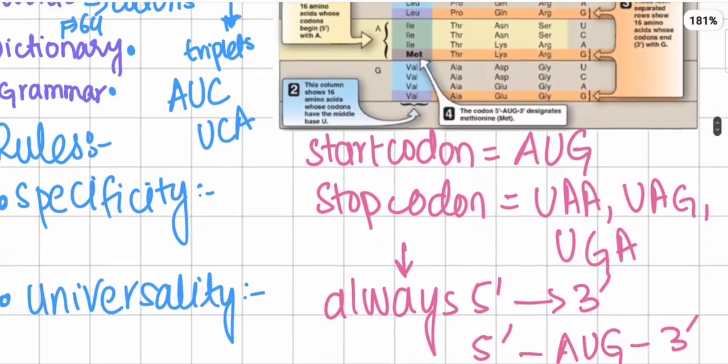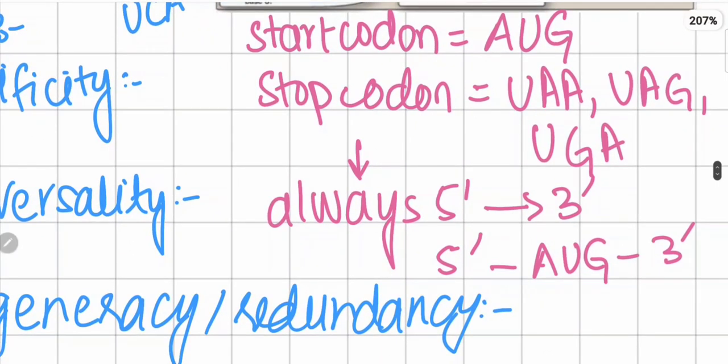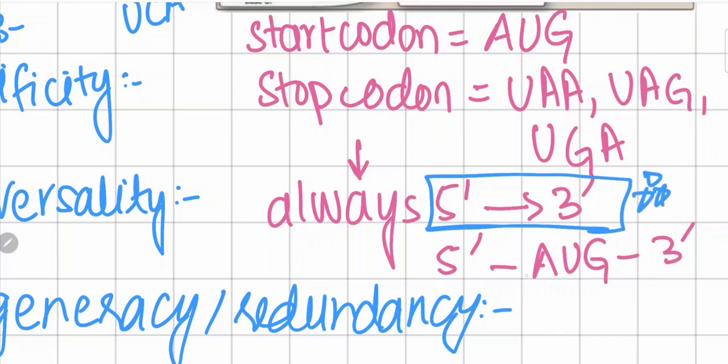Then there are some specific important points. The sentence will always be read 5 prime to 3 prime. You need to know this, like 5 prime AUG 3 prime. This is the direction in which you write, like you write English from the left side and Arabic from the right side. This is the direction of our script. This is where we start writing, from the 5' end to the 3' end.